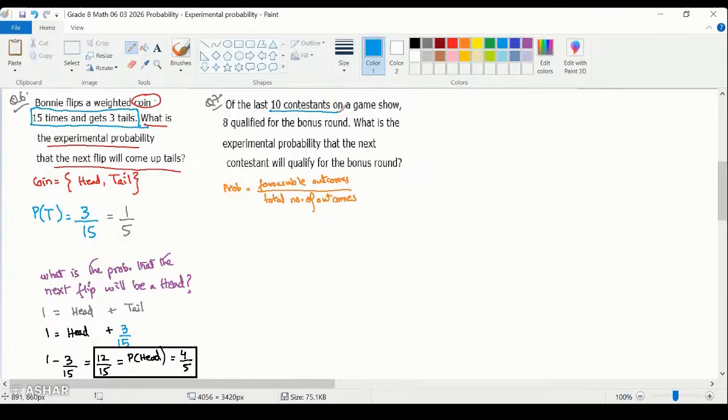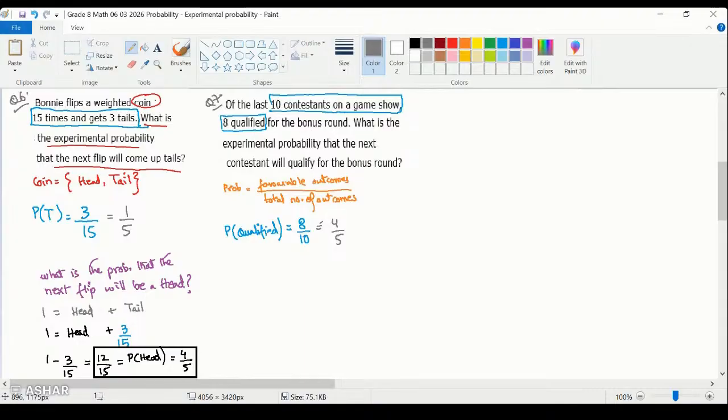10 contestants were there and 8 qualified. So how can we find the probability of qualified? We need to find the probability of qualified. It would be 8 out of 10. Agreed? Which can be simplified to 4 upon 5.